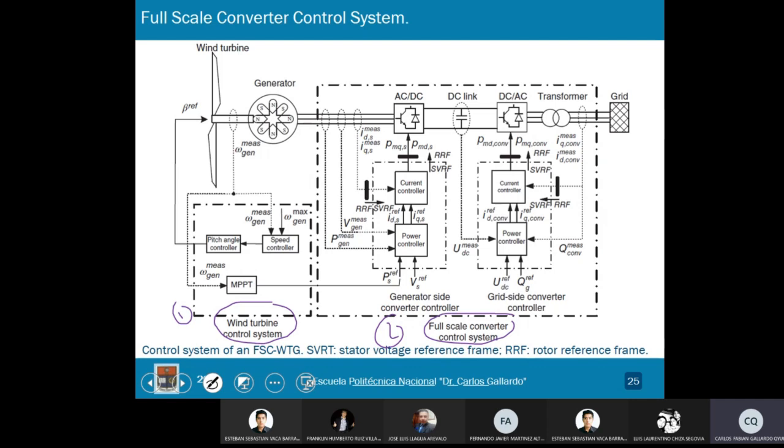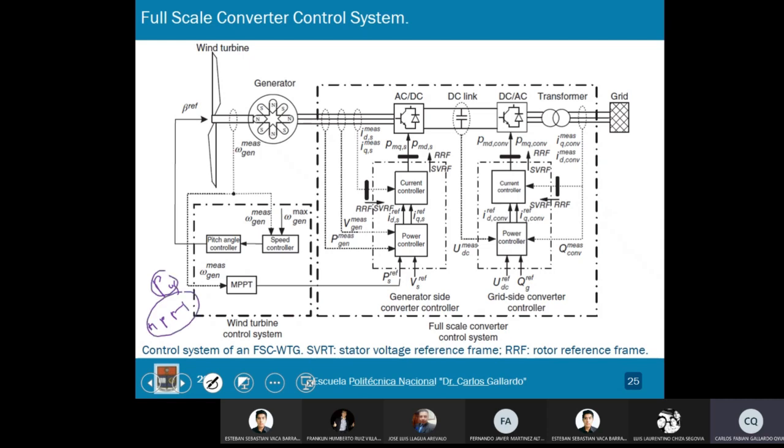So what is the objective of this control? Let's analyze the first one. The wind turbine control has the following objectives. The first one is to control the active power of the generator, and the second one is to track the optimal operating point of the wind turbine. It means the maximum power point tracking.